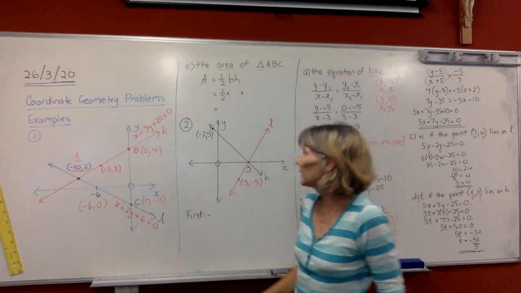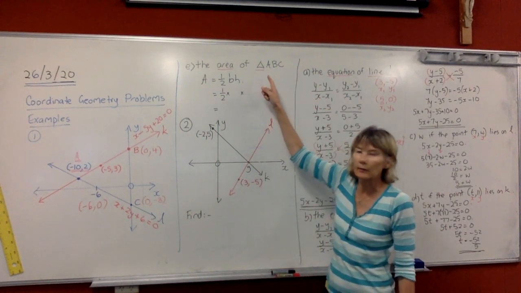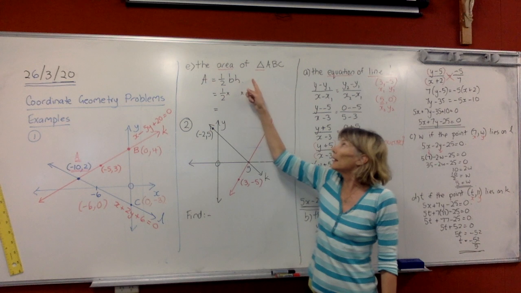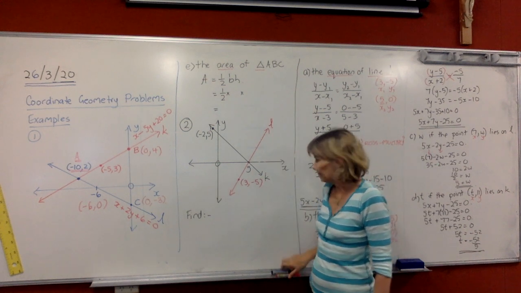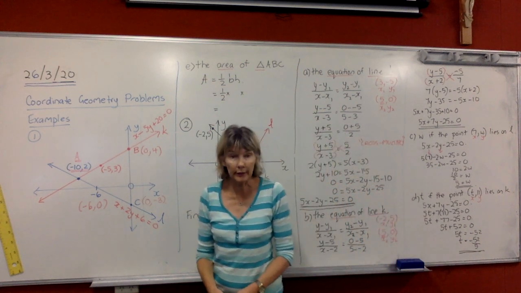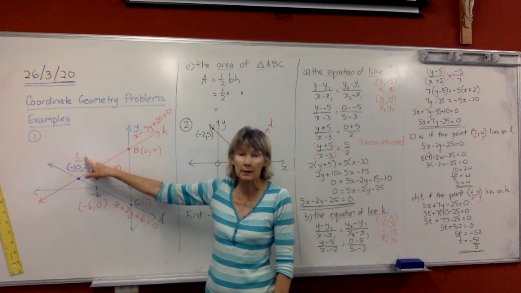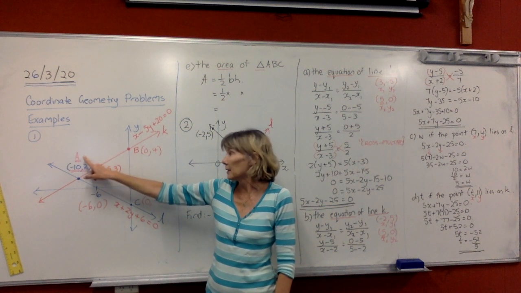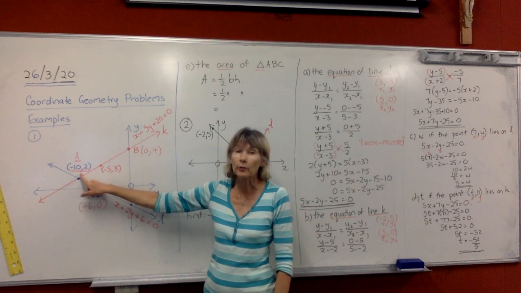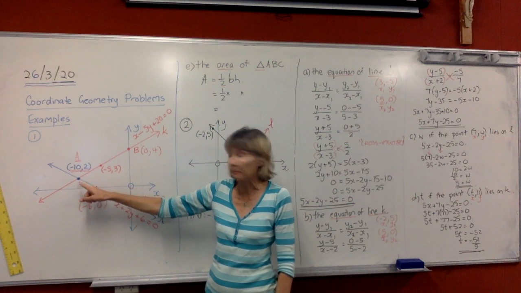Okay, so we're going to just go over this last part of the question. We're finding the area of triangle ABC. Now I left the A off the diagram originally. This minus 10, 2 was supposed to be marked as point A. So point A is minus 10, 2. That was given in the original diagram.